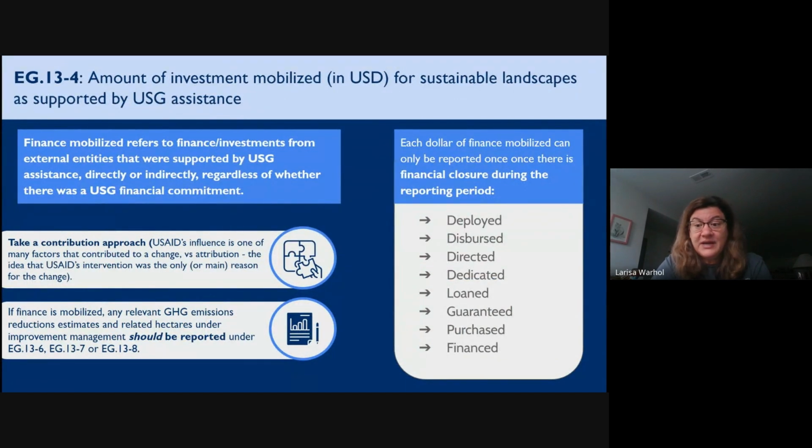Again, for 13.4, not going to spend a lot of time on this today, but just want to reference it as one of our priority indicators. One of the things we want to highlight is that when you are reporting on this indicator, it is not USG money. It has to be some other money mobilized, finance mobilized. It can be another bilateral, other private sector money, or public sector money. It's really pretty broad. All you have to be thinking about is that it cannot be USG money.